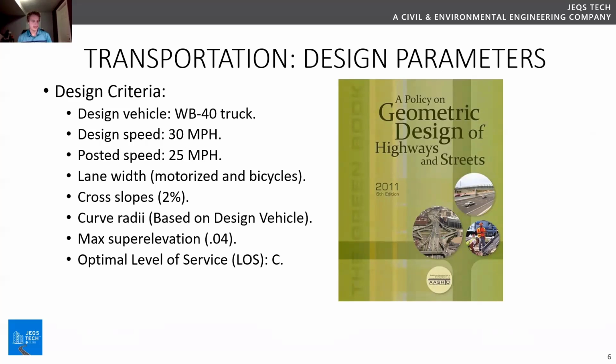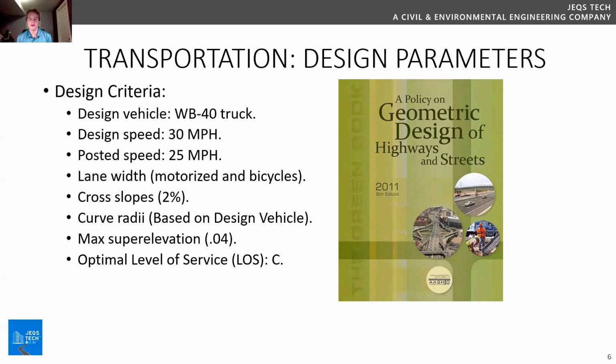So what is the first step I need to do to tackle this problem? First I'm going to have to lay out some design parameters that I will reference back to throughout my design process. The first one is the design vehicle, and we are designing for a WB40 truck. The second one is the design speed, which is 30 miles per hour, and posted speed 25 miles per hour. This is important when considering sight distances and stopping sight distances for safety.